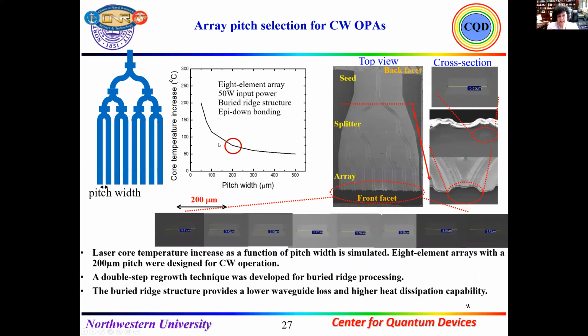First, we did again a kind of the edge, we used the 8-element arrays, and for the optimization of the pitch, we did again the theoretical calculation, that is the core temperature as a function of the pitch. So we choose the 200, so laser core temperature increases as a function of pitch, as we know, and we did the simulation, and we used it for the 8-element arrays with the 200 micron pitch. We designed for the continuous wave operation, and we use the double-step regrowth technique for the buried ridge processing, and the buried ridge structure provides a lower waveguide loss and higher heat dissipation.